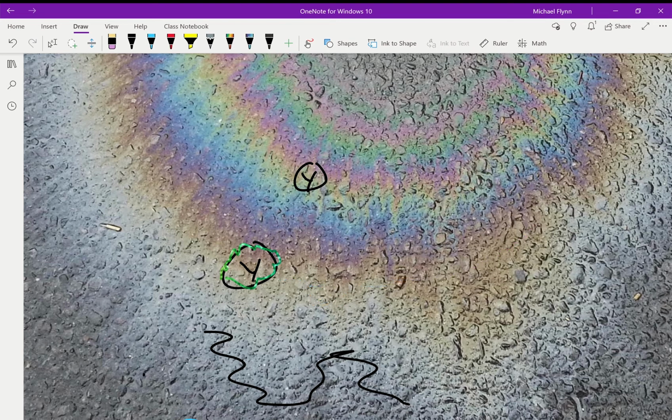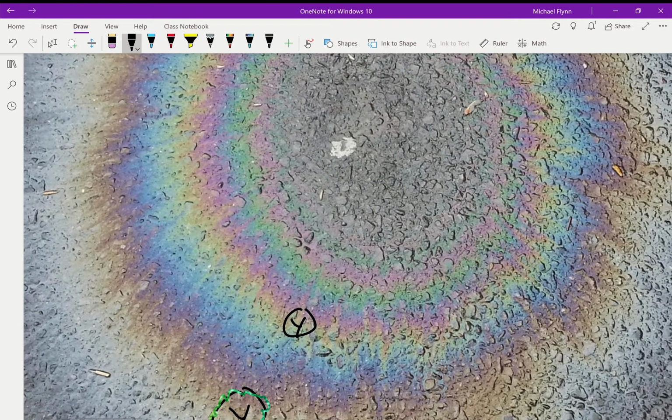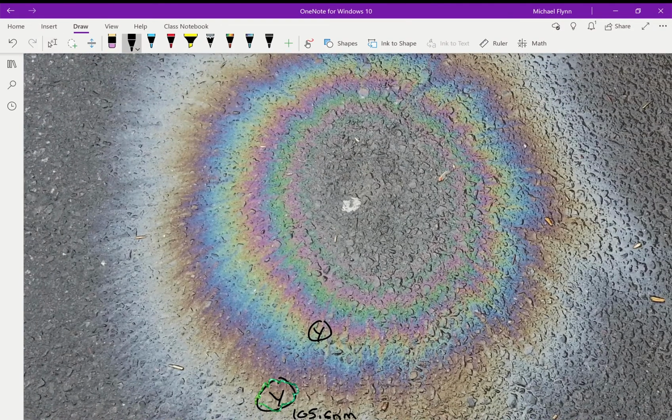Okay, let me use a different color because this is not working. I'll use black. So this yellow band is 105.6 nanometers thick. Now, use a little common sense. The oil drop will be thickest at the middle, and then it's going to get thinner as the oil spreads out. So that should be logical to you.